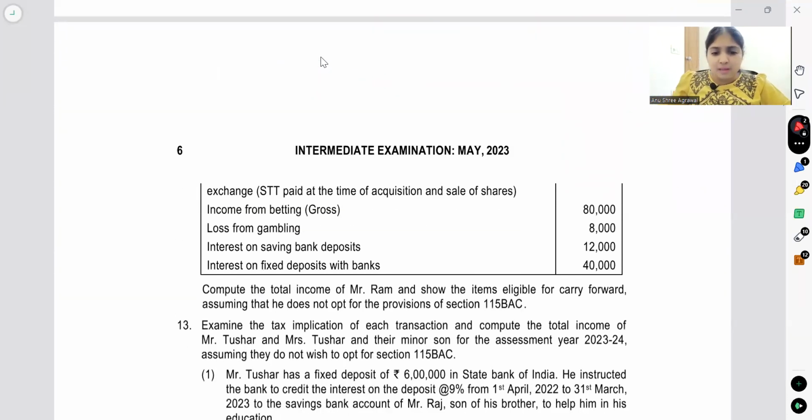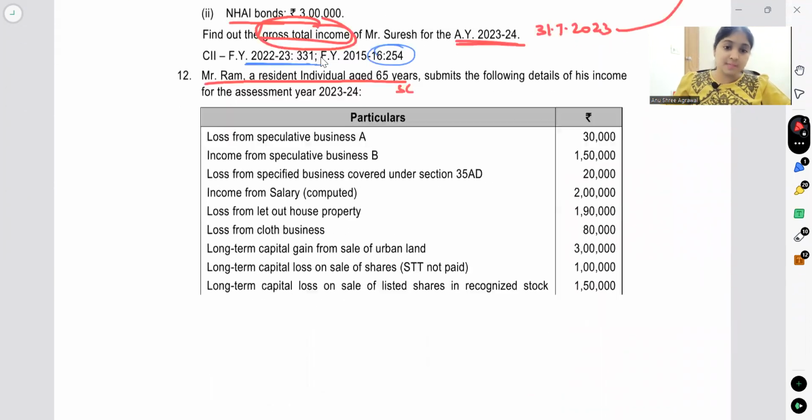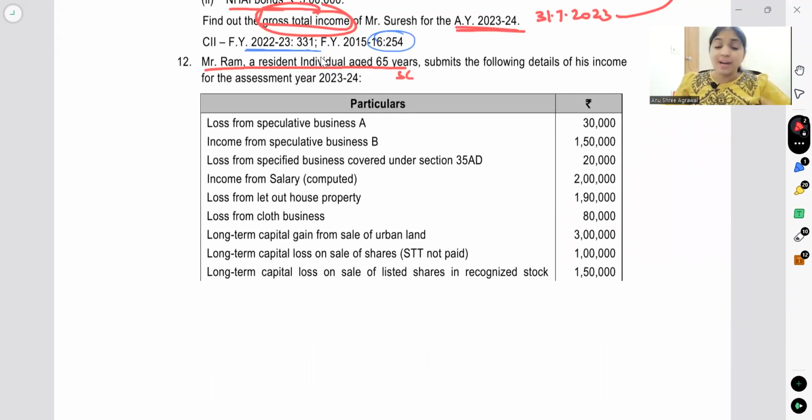Yes, then what are they asking us? Compute total income of Mr. Ram and show the items that are eligible for carry forward, assuming he does not opt for provisions under section 115BAC. Now, set off and carry forward. Again, here, everybody has their own method of solving these questions. I'll show you a method that I generally suggest. All right, then you can follow whatever method you want to. They're asking us to find the total income of the assessee.